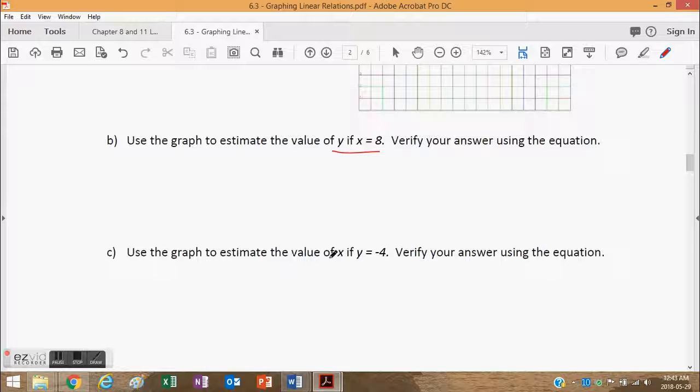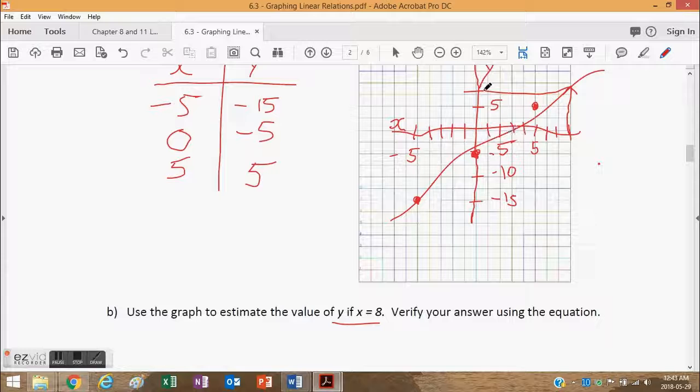Use the graph to estimate the value of x if y is equal to negative 4. So here we go, okay, y is negative 4. Now it's going to be somewhere here. We're going to go this way just a smidgen. And then we go up to find out what the x value would be.